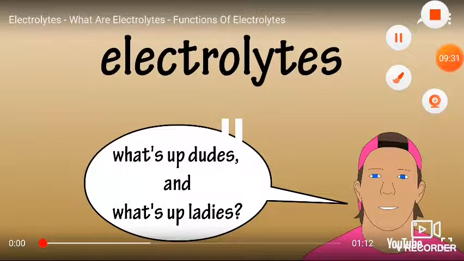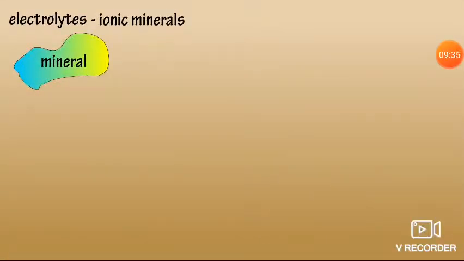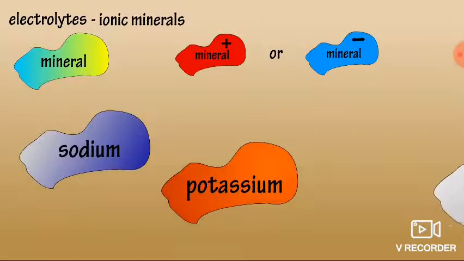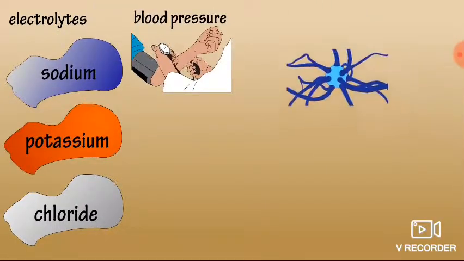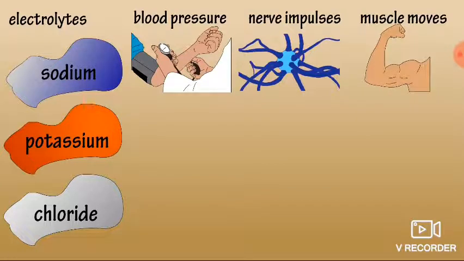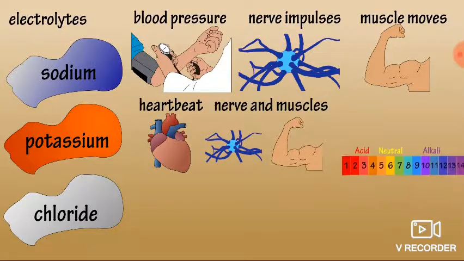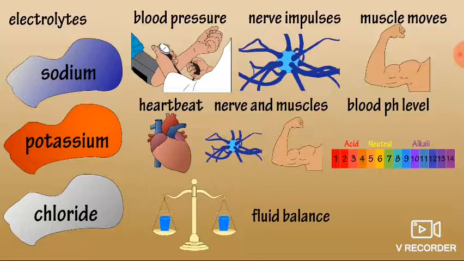What are electrolytes? Electrolytes are ionic minerals, which means that they are minerals that have a positive or negative electrical charge. The three main electrolyte minerals are sodium, potassium, and chloride. Sodium helps regulate blood pressure and aid in nerve impulses and muscle contractions. Potassium helps regulate heartbeat, muscle and nerve cell functions, and helps maintain a healthy blood pH level. Chloride's main function is to help with fluid balance in the body.